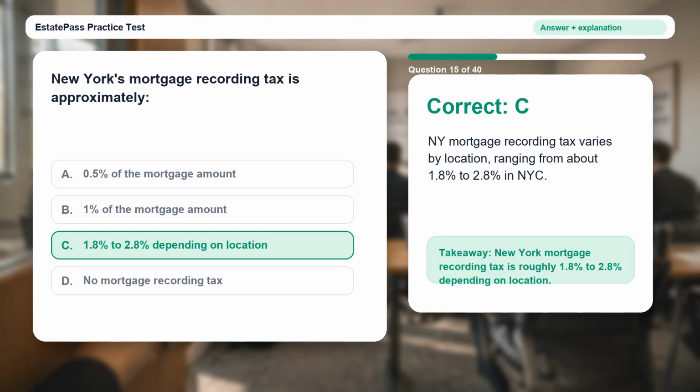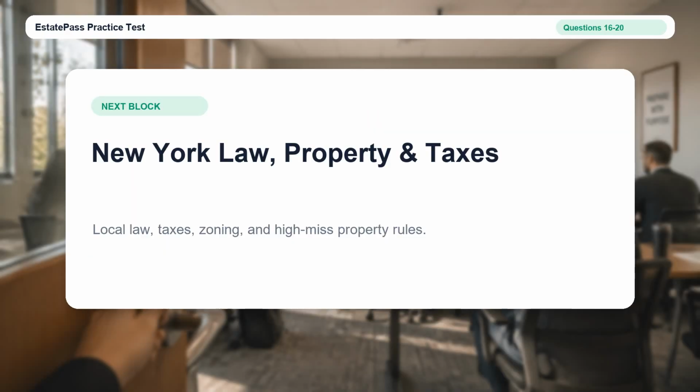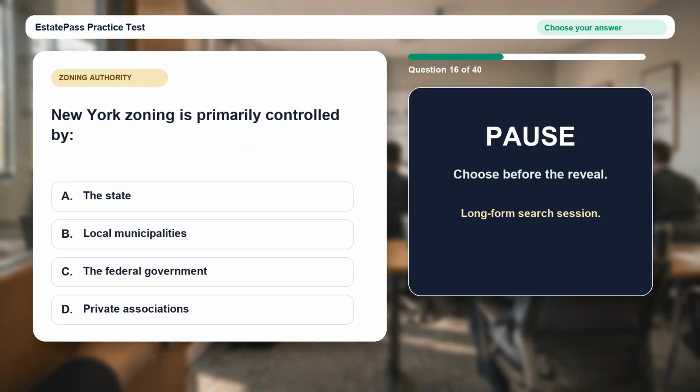Explanation. NY mortgage recording tax varies by location, ranging from about 1.8% to 2.8%. Common trap. The exact number shifts by location, so the exam usually wants the range read. Next block. New York law, property taxes. Local law, tax.